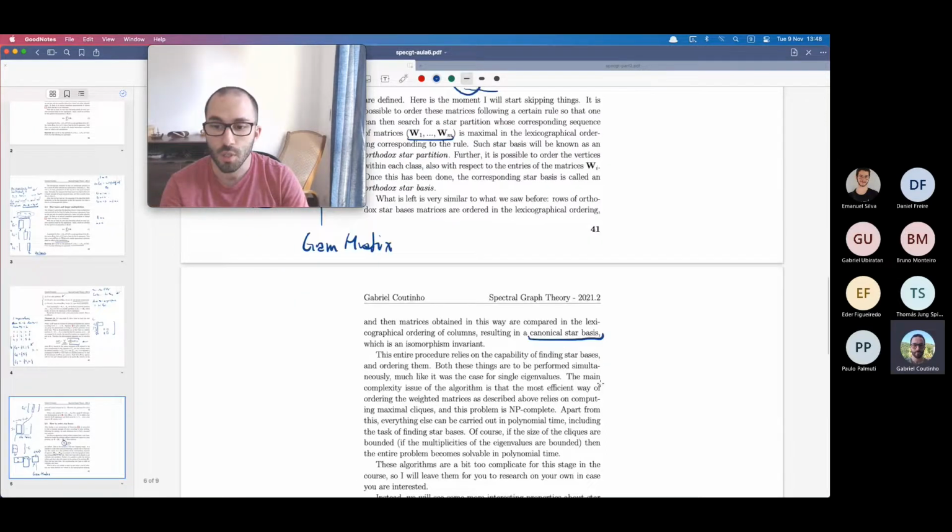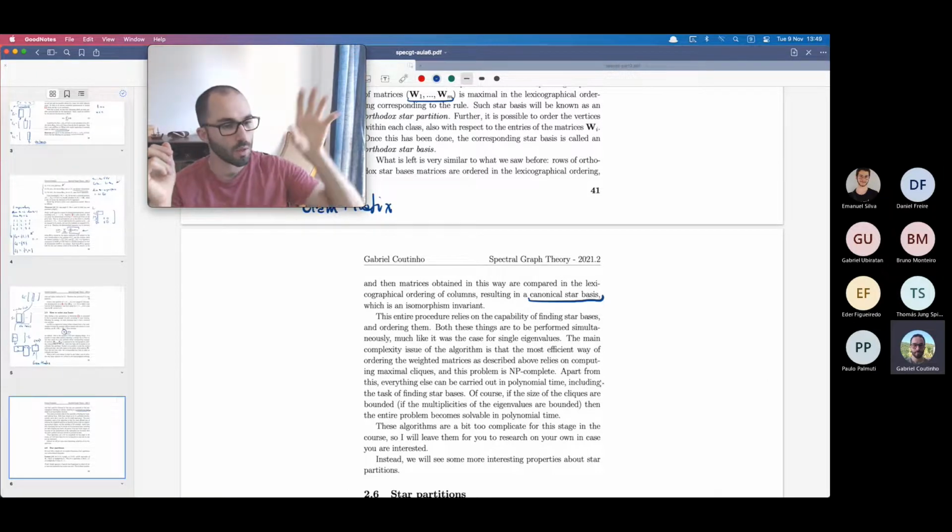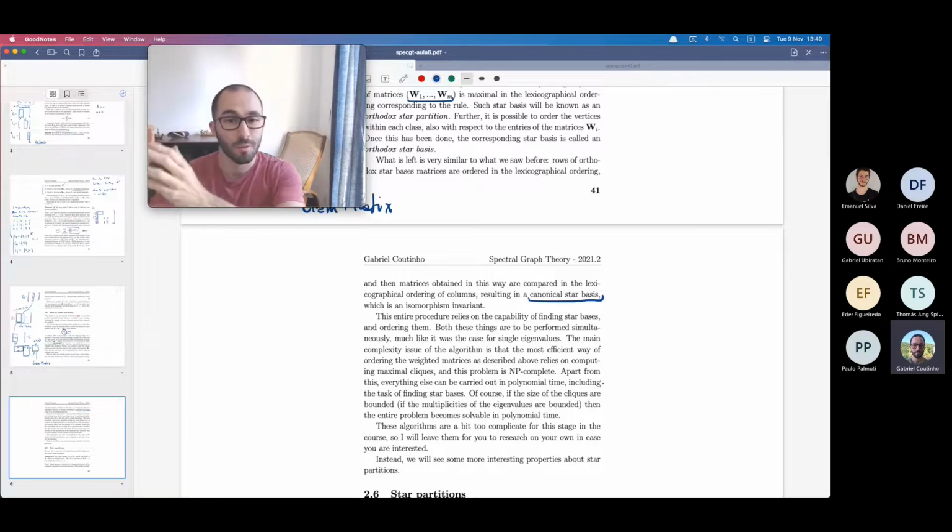So this entire procedure relies on the capability of finding star bases and ordering them. Both these things are to be performed simultaneously, exactly like we did before. We first had the definition of orthodox permutations, then I told you how to order, but when we were worried about the algorithmic way of performing this, we actually had to do it simultaneously. We had to go on finding the orthodox permutation that was already a candidate to eventually be the canonical star basis. Both of these things must be performed simultaneously here as well.